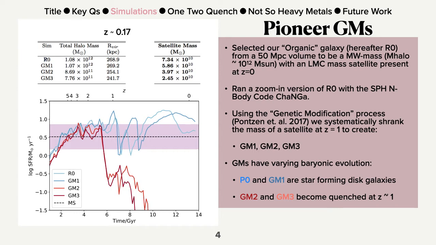As you can see from the star formation history on the left, the small modification of the satellite resulted in very different baryonic evolutions. Patient 0 and GM1 in blue remain star forming to z equals 0, while GM2 and GM3 in red fully quench by z equals 1. Again, these galaxies are based on nearly identical initial conditions, so the differences between their baryonic evolution, though not unexpected, brings us to the driving question of this paper. What drives the quenching in these galaxies?